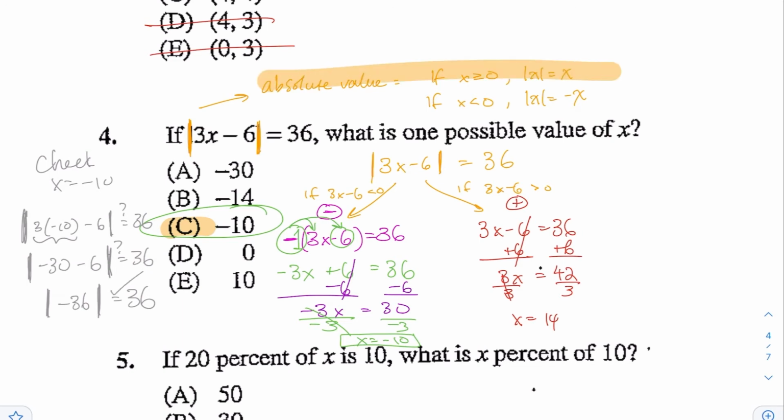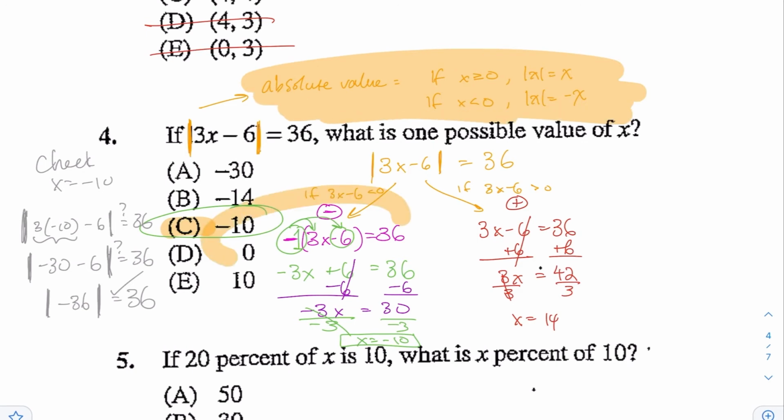So again, for absolute value, you have 2 choices here. So make sure you consider both of the possibilities. And we also did a distribution of -1 instead of a dividing by -1 strategy.